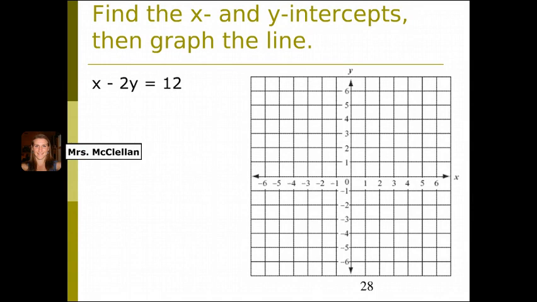Here is an example of a line, and we want to find the x and y intercepts, and then we will graph it. To find the x-intercept, we know that if we're trying to find the x-intercept, that the y point is 0. So all we need to do is write x equals 12. And so our x-intercept would be 12, 0.